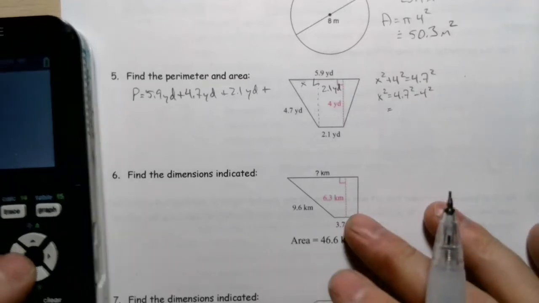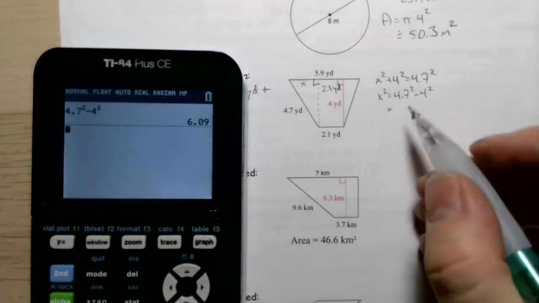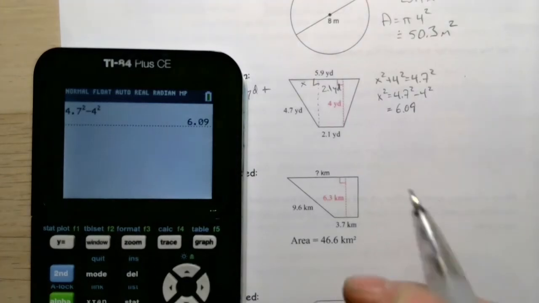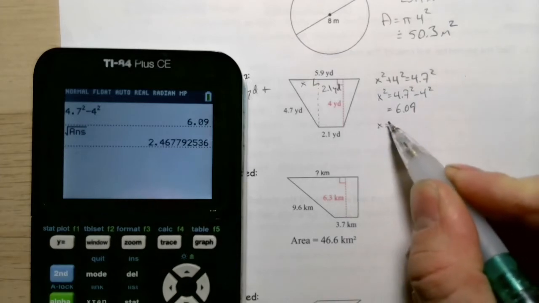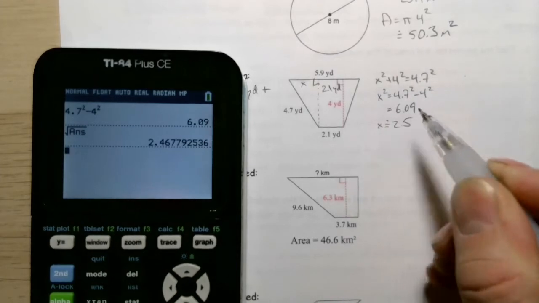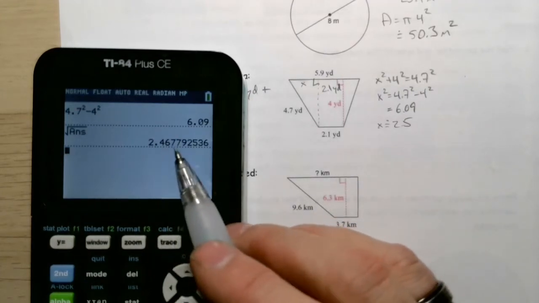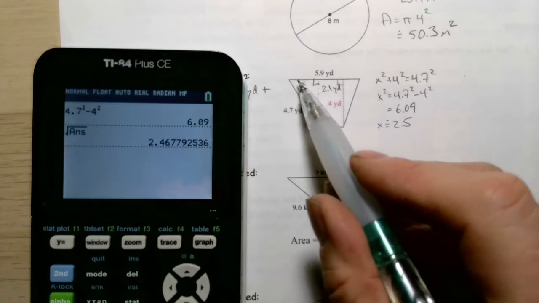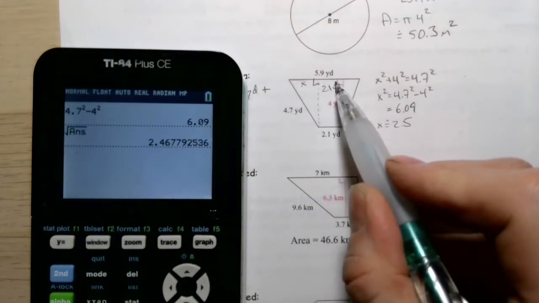So I'm just going to go to my calculator. Let's figure that out. 4.7 squared minus 4 squared is 6.09. And then I'm going to take the square root of that. Okay, so I'm going to get that x is approximately equal to 2.5, roughly. Now, I'm still going to use the number that's on the calculator here, but I'm going to write it as 2.5. So I know that this is 2.5. I know that this length right here is 2.1.